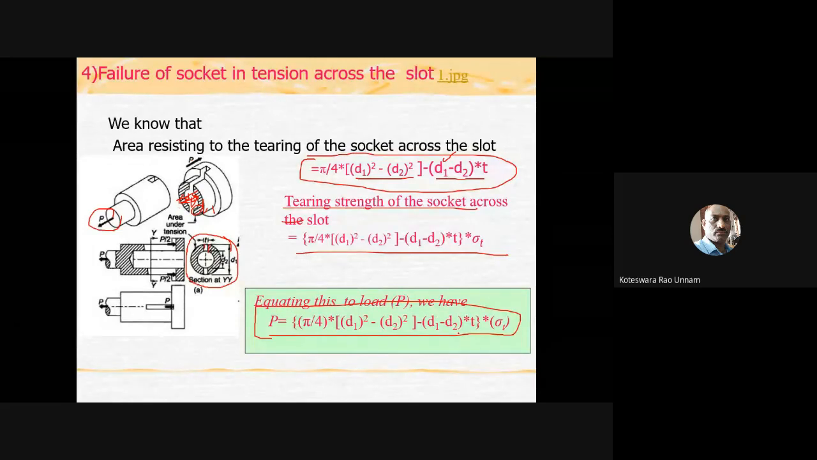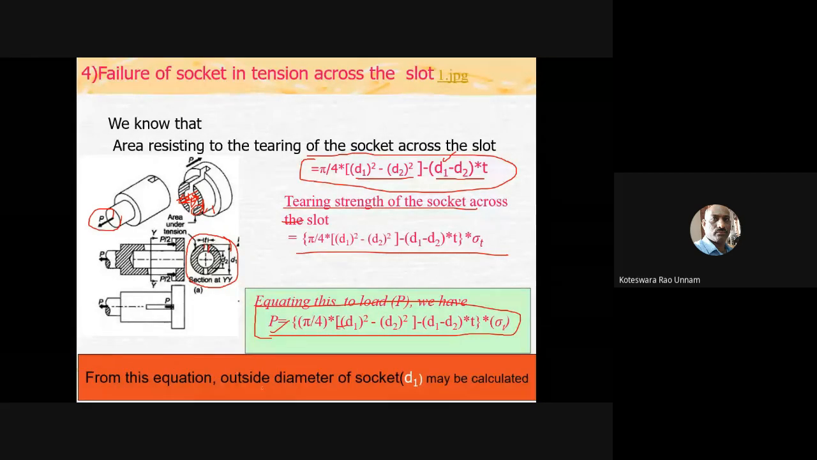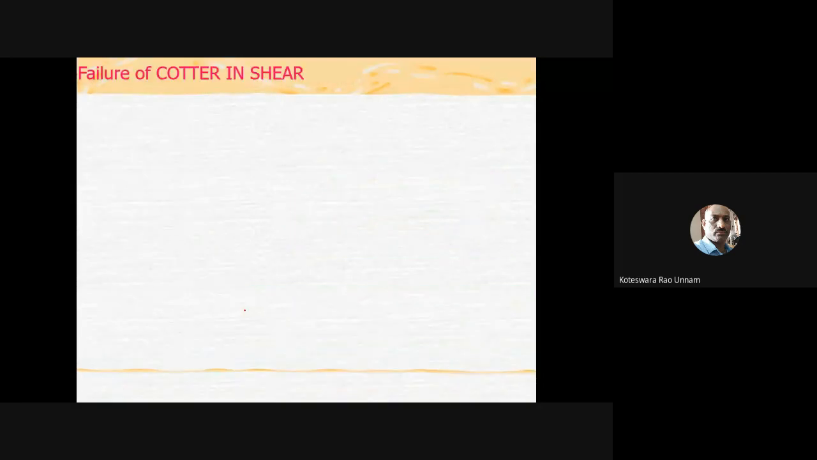Now in this equation you can see that everything is known except D1. So you can use this equation to find out D1. From this equation, the outside diameter of the socket D1 may be calculated. I think up to this point we already discussed in the previous class. So now we'll move further.